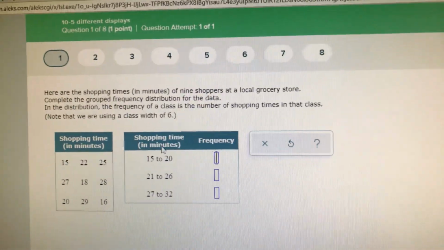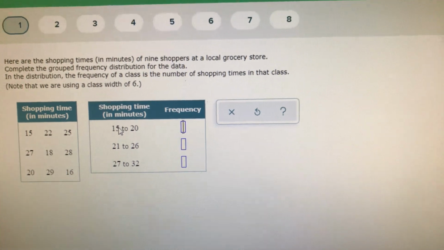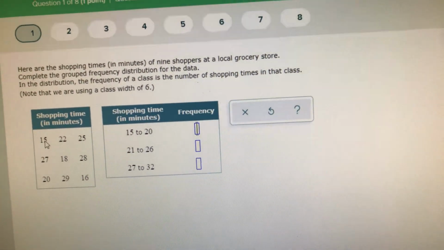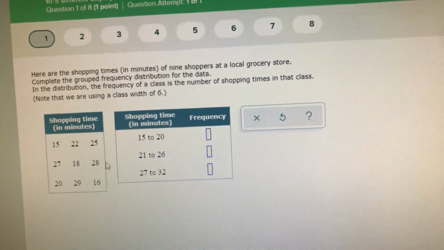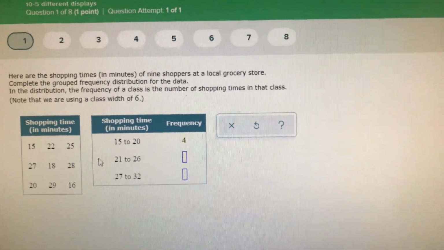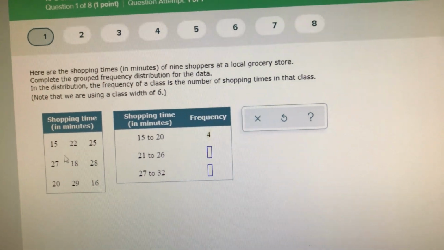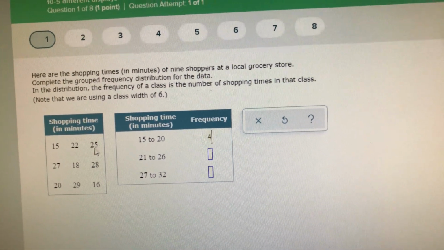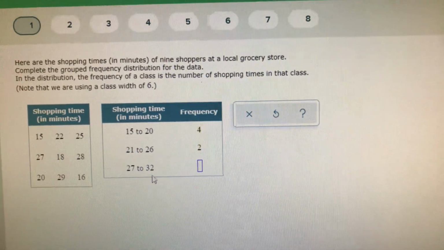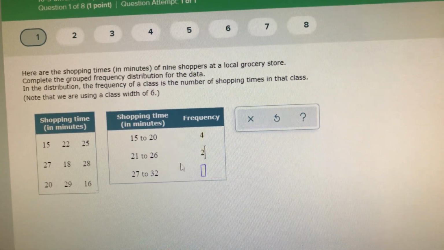Really what we're saying is how many people shopped from 15 to 20. So 15 is included, 20 is included. I just simply go through and count. I have 1, 2, 3, 4. There are 4 numbers within the 15 to 20 range. Then I count 21 through 26, again 21 and 26 are included. So I have 1, 2, looks like 2 there. 27 to 32, 1, 2, 3.